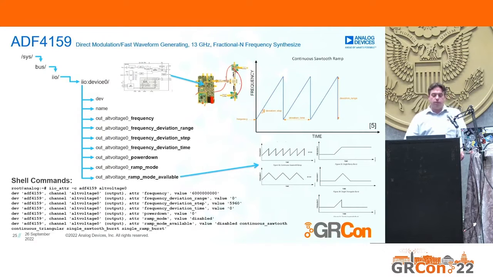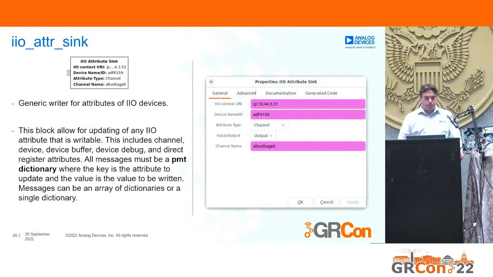These attributes or properties directly map into your radar equation. You can also select different modes for the ramping, sawtooth, sawtooth burst, continuous triangle, and so forth. And you do that by just writing strings into that attribute. So how do we control this from our GNU Radio flow graph? As part of gr-iio, there are the IIO attribute sink blocks, and these are generic writers for any attributes for IIO devices.